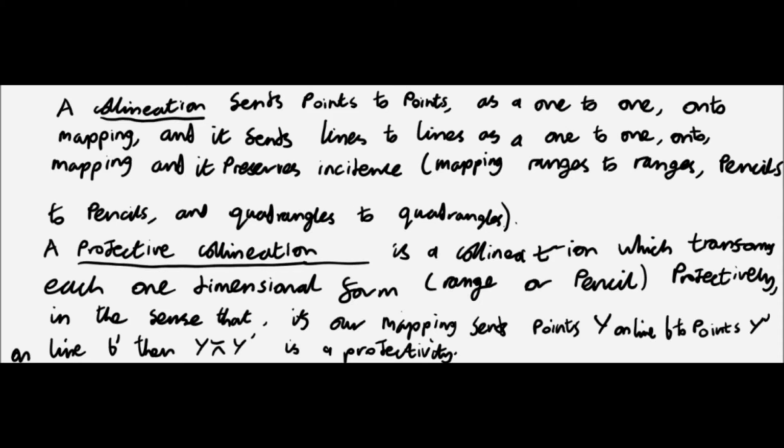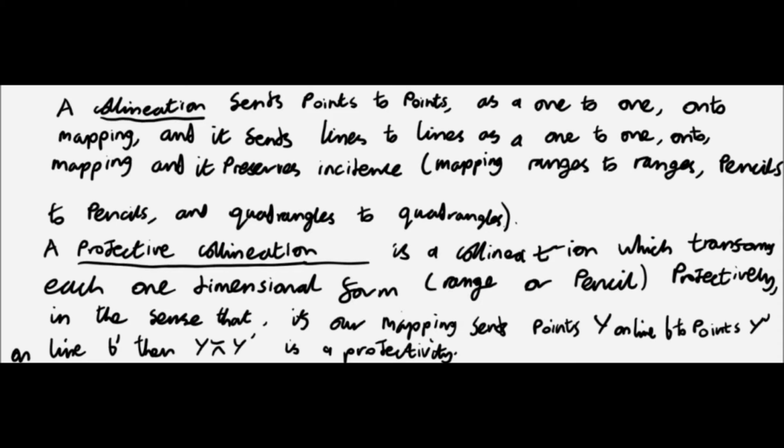So, in other words, say we've got some line B, and we've got some point Y on it. Well, if our collineation is a projective collineation, it sends this line B to another line B dash. So let's say this variable point Y is getting sent to some point Y dash on B dash. Well, in that case, there has to be a projectivity that sends Y to Y dash. So in other words, whenever we transform one one-dimensional form to another, there has to be a projectivity that also does that same action.